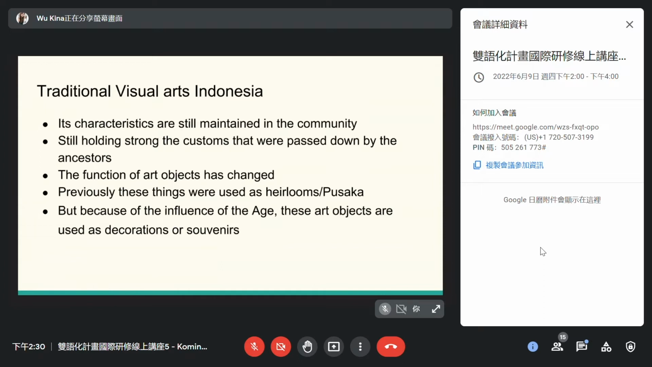You can buy them if you go to Indonesia. You can buy them at the market or any art shop, and then you can bring it home to your country. So we are very open with that.